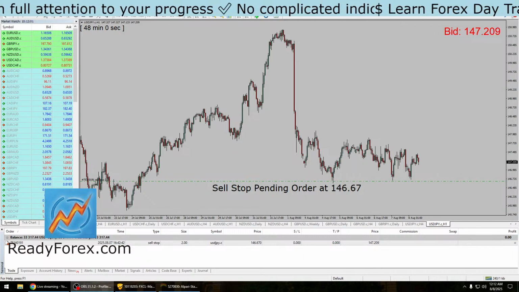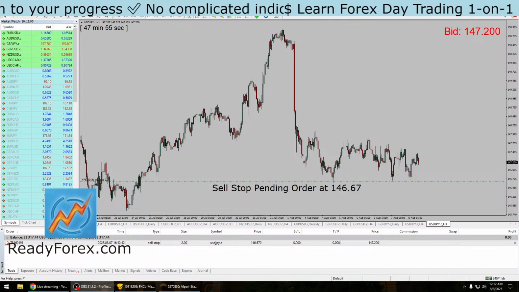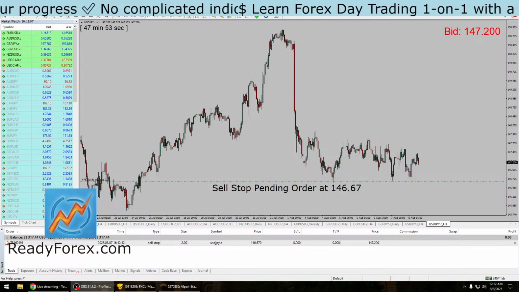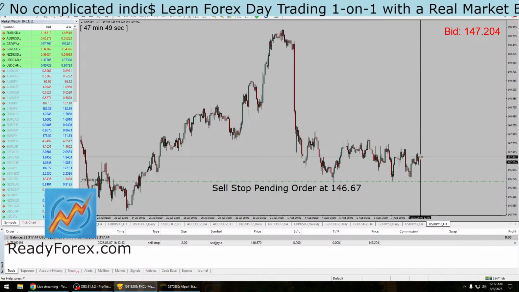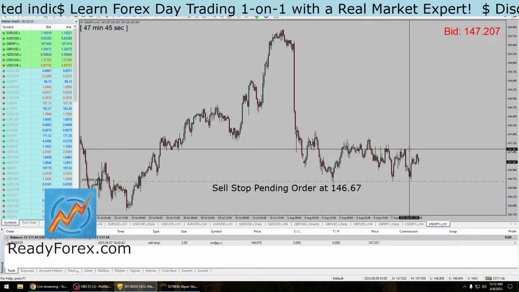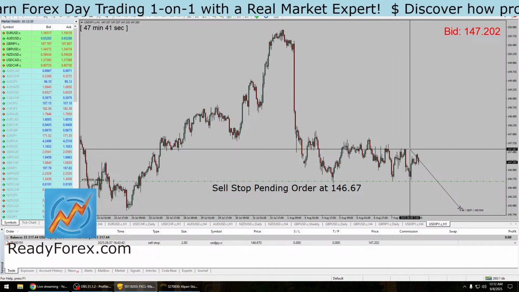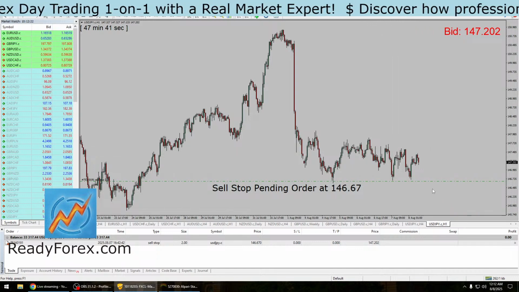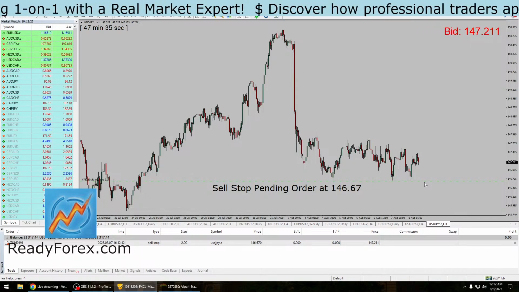So the way I see the market is probably going to rise up, and we got this bullish leg. Now I expect a new low in price action of US dollar versus Japanese yen currency pair. So I'm waiting for price action to fill the sell stop pending order.